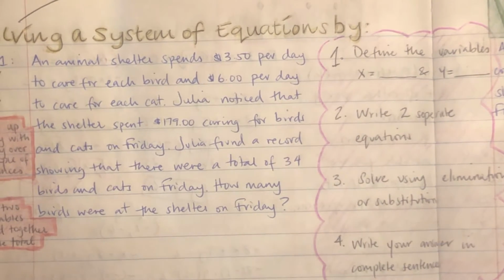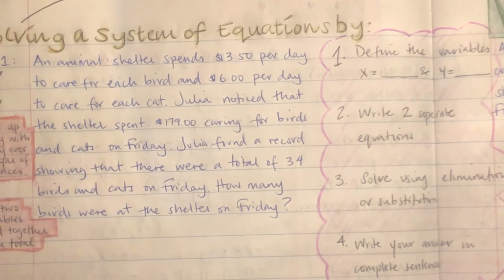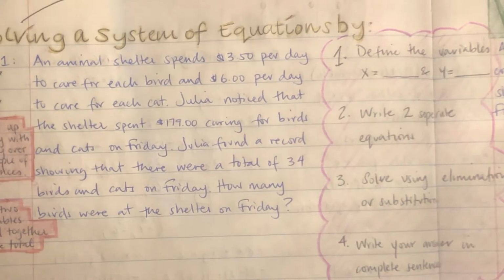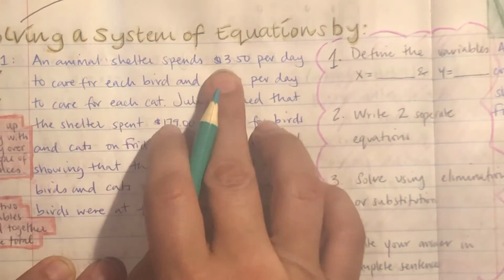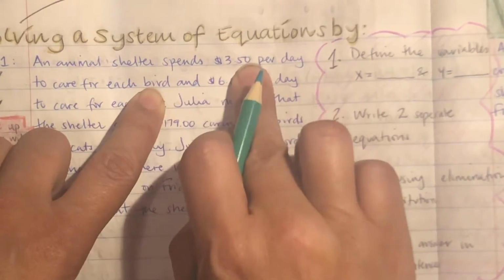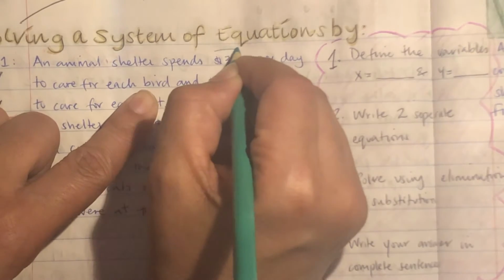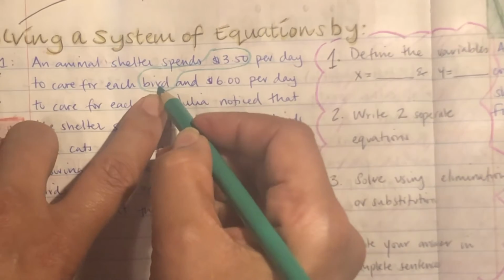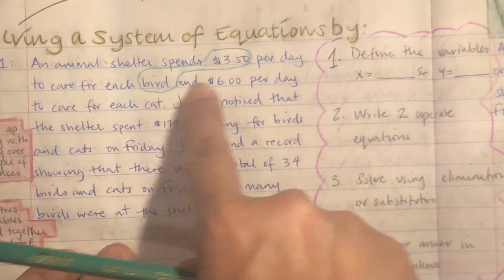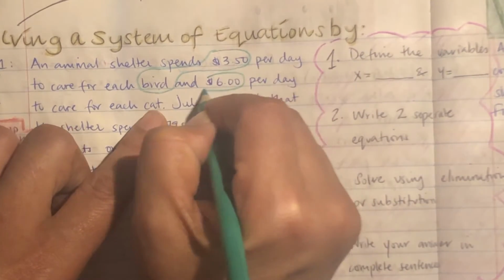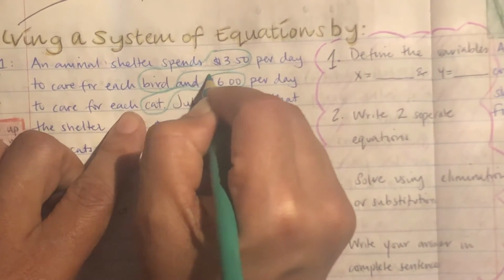What I like to do is circle or box, or I'm going to use a colored pencil as you go. This is a listening check. Underline the title. And all you're doing is looking for the numbers. An animal shelter spends $3.50 per day to care for each bird. So that $3.50 is for a bird. I'm just going to mark it so that I know that $3.50 goes with a bird. Okay, and $6 per day to care for each cat. So the $6 goes with a cat.